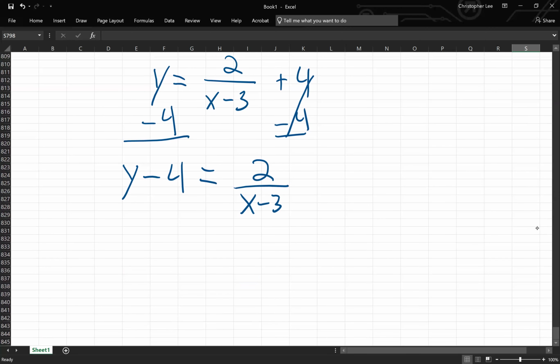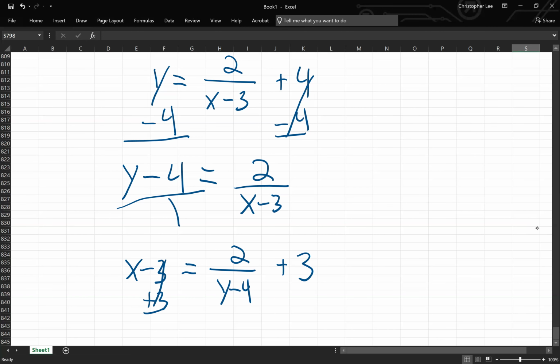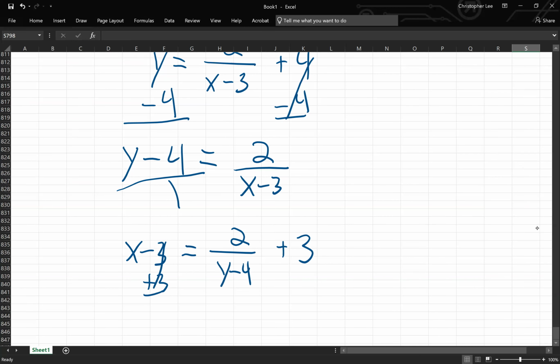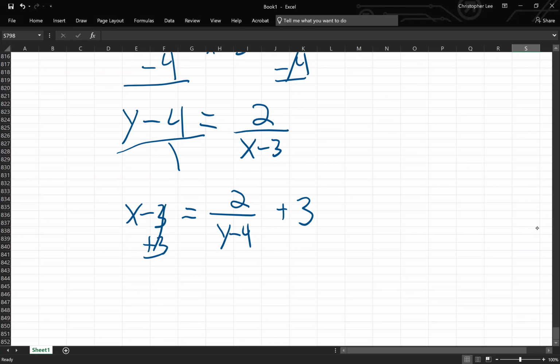And then, multiply by x minus 3. What's a smart way to do this? You could swap them. That's the easiest way. If we swap them, then x minus 3 is equal to 2 over y minus 4, and then you just add 3 over here. If I didn't swap it, I would multiply by x minus 3 on both sides and divide by y minus 4 on the other, and I would have come out with the same thing. But long story short, I have x equals 2 over y minus 4, plus 3.